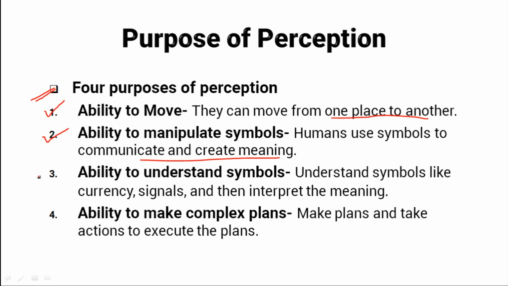Now, the third one is the ability to understand symbols and make meaning out of them. We often use symbols to communicate, and we are surrounded by symbols such as currency, signs, and signals, and we interpret these symbols to make sense of our environment. These symbols help us to make sense of the world around us and make decisions accordingly.